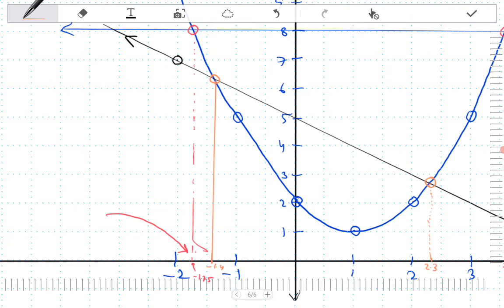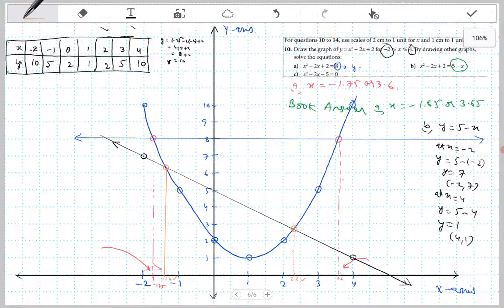So these are my answers, and let me check from the book answers. Minus 1.3 and 2.3. My answer is coming minus 1.4, and it is definitely in the acceptable range. And 2.3 is coming exactly the same. So both answers are coming correct.